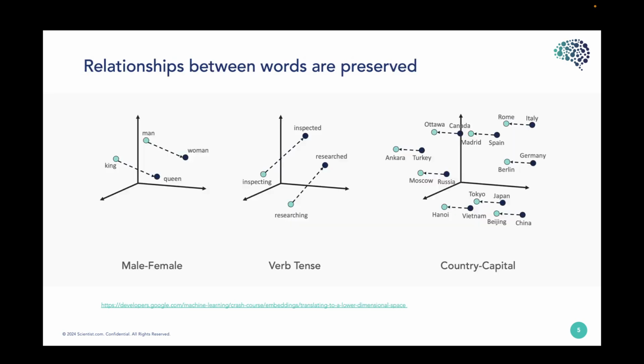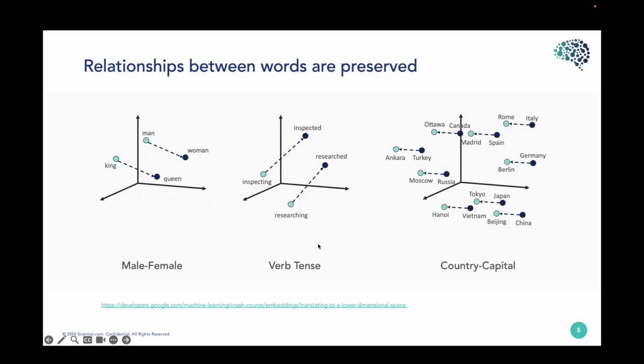The relationship between words is also retained. So this is one of the canonical examples here. If we take the vector for man and the vector for woman, and we look at the offset between those two vectors, that offset is going to be very similar to the offset between the vector for king and the vector for queen. So that sort of male-female relationship between these two vectors is retained.